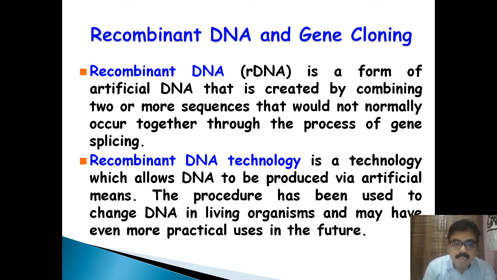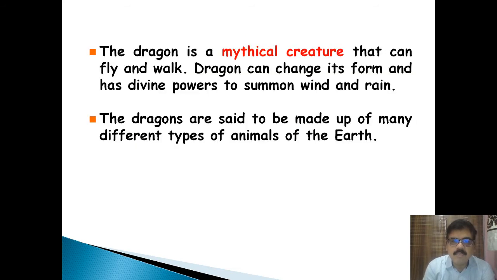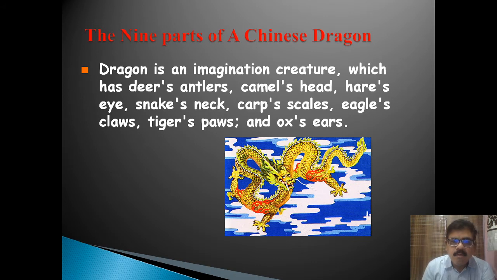See, this is a Chinese dragon, and if you observe, it is a mythical creature that can fly and walk. The dragon can change its form and has divine powers to summon wind and rain. The dragons are said to be made up of many different types of animals on the earth. What can you see in this dragon? The nine parts.